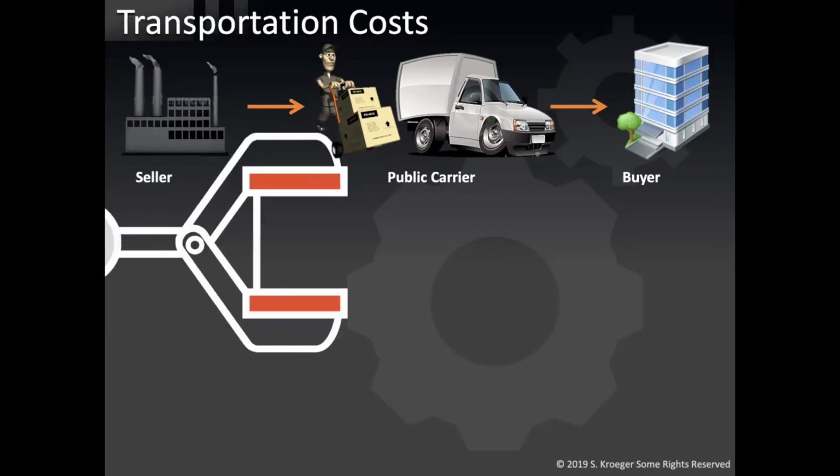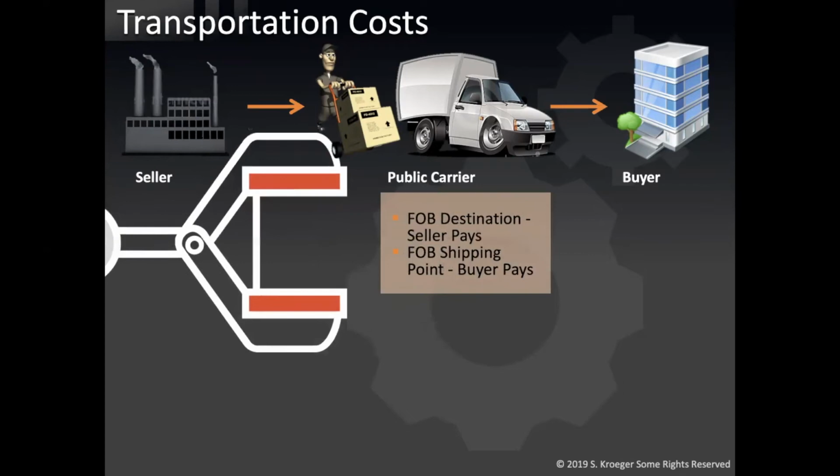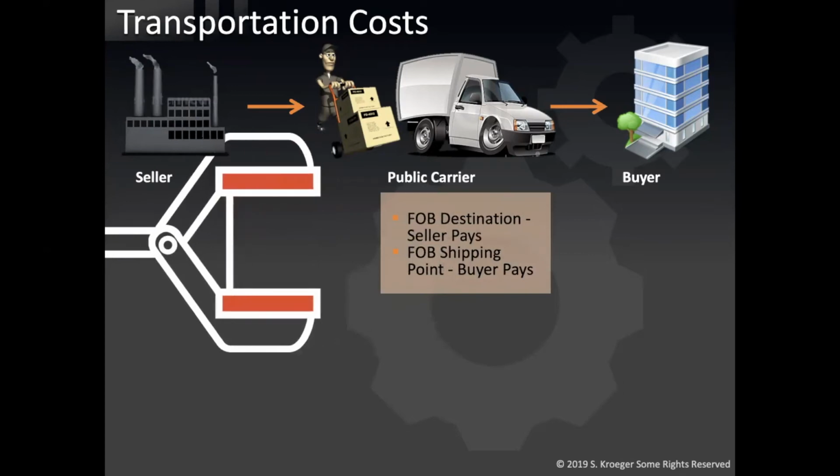The two terms for shipping are FOB destination and FOB shipping point. FOB stands for free on board. FOB destination means it's free up until the final destination. This means that the seller is paying for the shipping. FOB shipping point means that it's only free up until the shipping point. The seller will give the purchase to the public carrier, but that's it. The buyer will have to pay for the shipping.